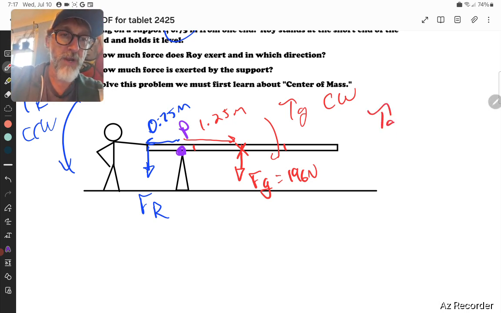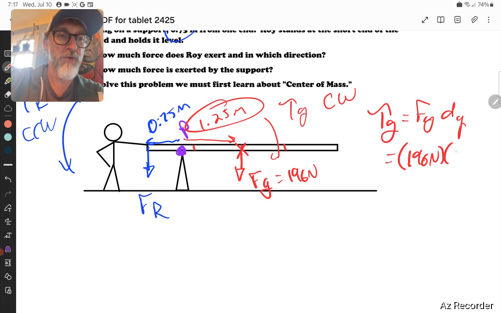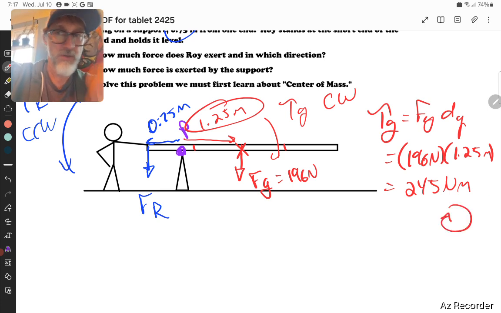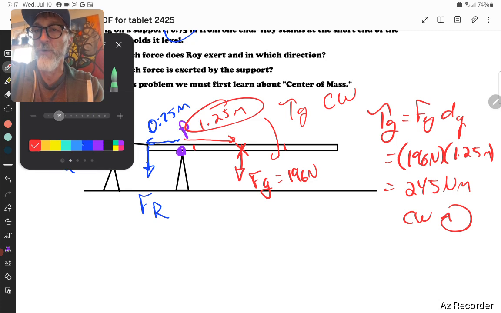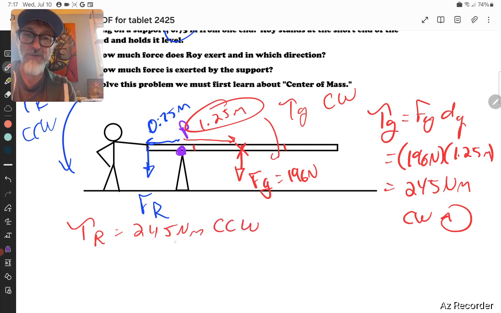So torque from gravity is force of gravity times distance for gravity. The force of gravity is 196 newtons. The distance for gravity is this 1.25 meters, because that's how far the force is from our pivot point. That gives us 245 newton meters clockwise, right? So what that means then is, in order to prevent it from rotating, the torque from Roy has to be 245 newton meters counterclockwise, right?